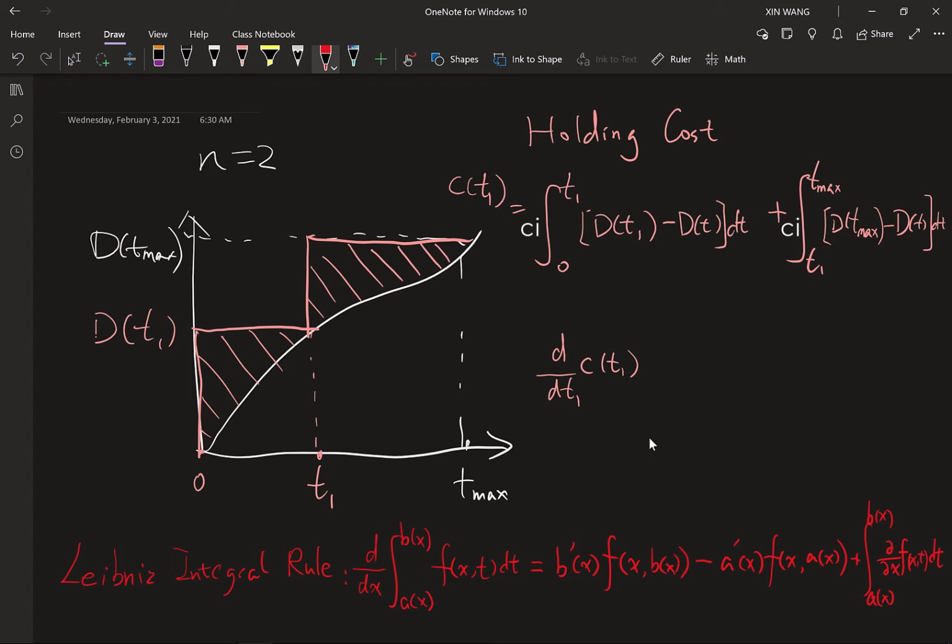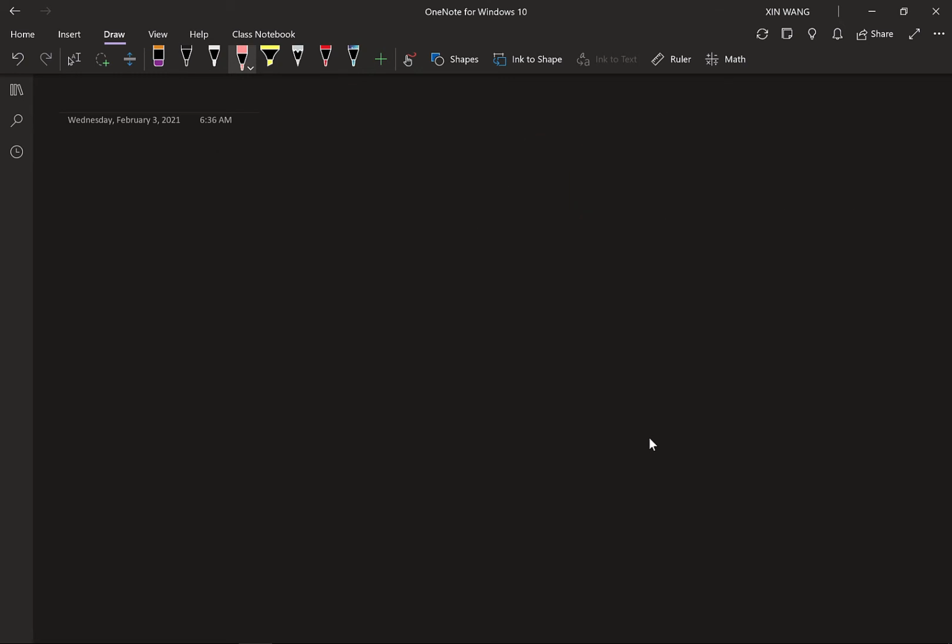Okay, with this Leibniz rule, we can calculate the derivative of these two terms separately. We call the first term term 1, and the second term is term 2. So let's calculate them one by one. For term 1, we need to calculate the derivative over t1 from 0 to t1 of d(t1) dt1 minus d(t) dt.